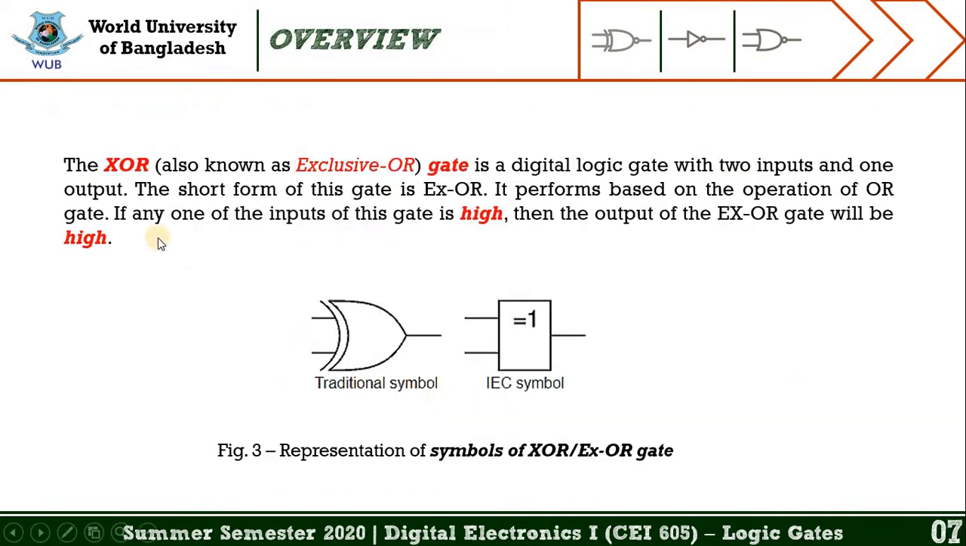From this slide we may learn an overview of the XOR gate. The XOR gate, also known as the exclusive OR gate, is a digital logic gate with 2 inputs and 1 output. The short form of this gate is XOR or EX-OR. It performs based on the operation of the OR gate. If any one of the inputs of this gate is high, then the output of the XOR gate will be high. Figure 3 represents the symbol of the XOR gate.